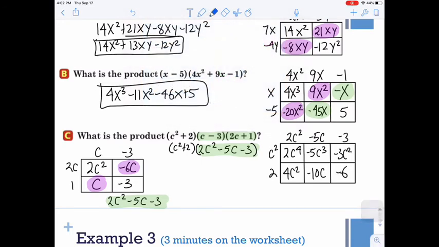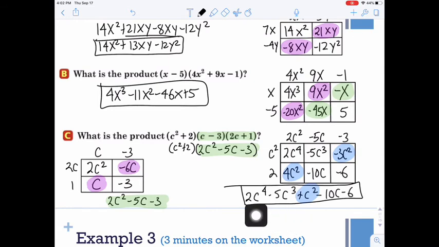So now take a look, see if you can find anything that they have in common. I see a 4c squared and a negative 3c squared. I can combine those, and then all the other exponents are different. I have a 4, a 3, a 1, and a 0. So when we write this out, we get 2c to the 4th minus 5c cubed, and then I had my negative 3c squared plus 4c squared gives me just c squared, so positive c squared, minus 10c minus 6. So this would be the complete final answer to this original part C, 2c to the 4th minus 5c cubed plus c squared minus 10c minus 6. And I highlighted that just so you could see that those were the two that got combined.